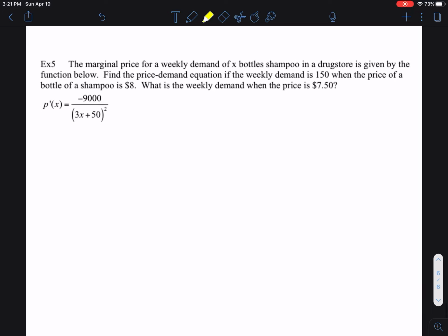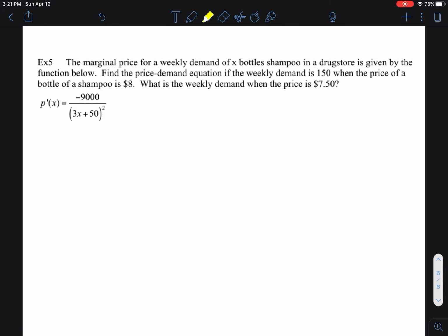I want to do a separate video on lesson 5.2, on a word problem that uses antiderivatives and relates to some of the functions we study in this class. One of the functions we study in this class is called the price demand function. So in this problem, we're given that the marginal price for weekly demand of X bottles of shampoo at a drugstore is given by the function below.